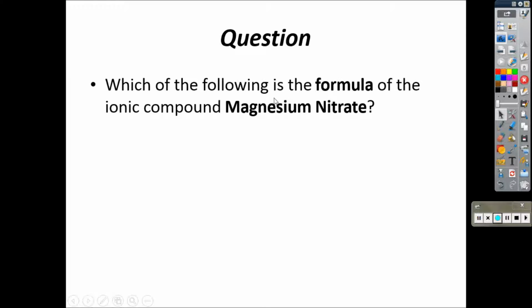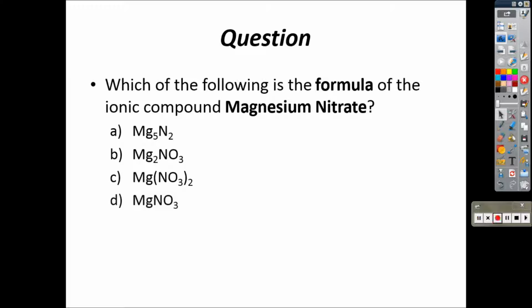So how do we use them? Again, you use them just like the monatomics. You're just not going to change the name or what's inside of that group. So here's a question. What is the formula for magnesium nitrate? Well, we know that magnesium is Mg, and Mg has a +2 charge.